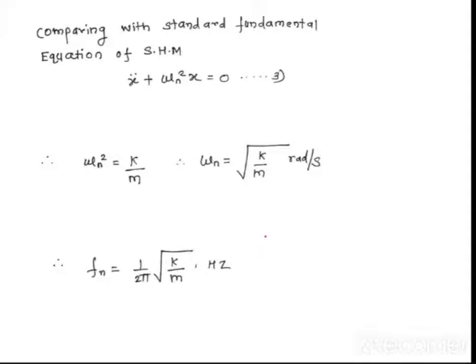So natural frequency depends upon k, that is the stiffness of the spring in Newton per meter, and mass m. Okay, so I hope you have understood this. Now we will understand the remaining last method, that is nothing but the energy method. Okay, now we'll start with this.